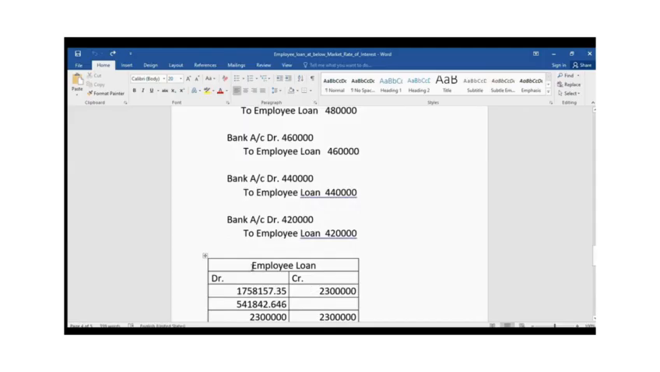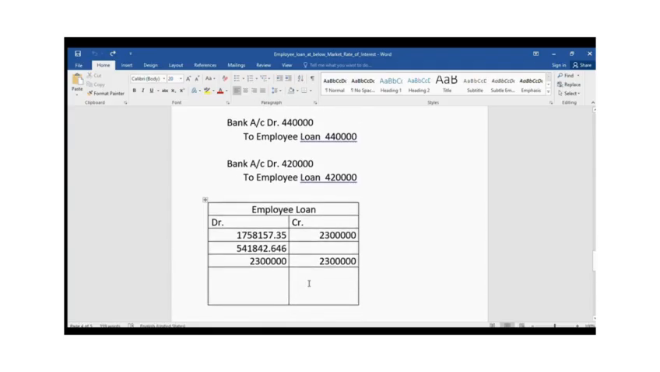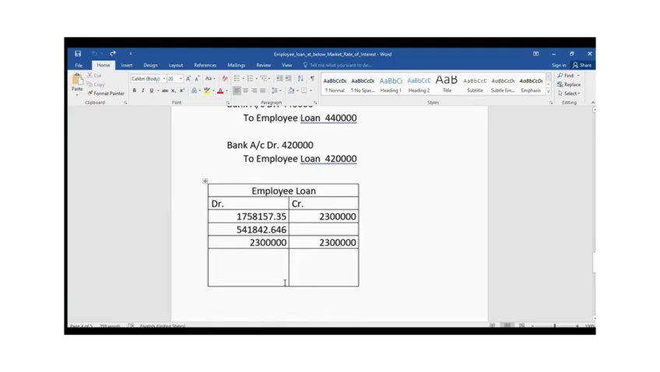Now we'll see the balance in the employee loan account. Opening balance was 1758157. The total of 5-year interest at 10% was 541,842, and the payments to the employee loan account were 23 lakhs, which are these payments. So the total of the employee loan account is balanced: 23 lakhs in the debit, 23 lakhs in the credit. This gives a closing balance of 0.